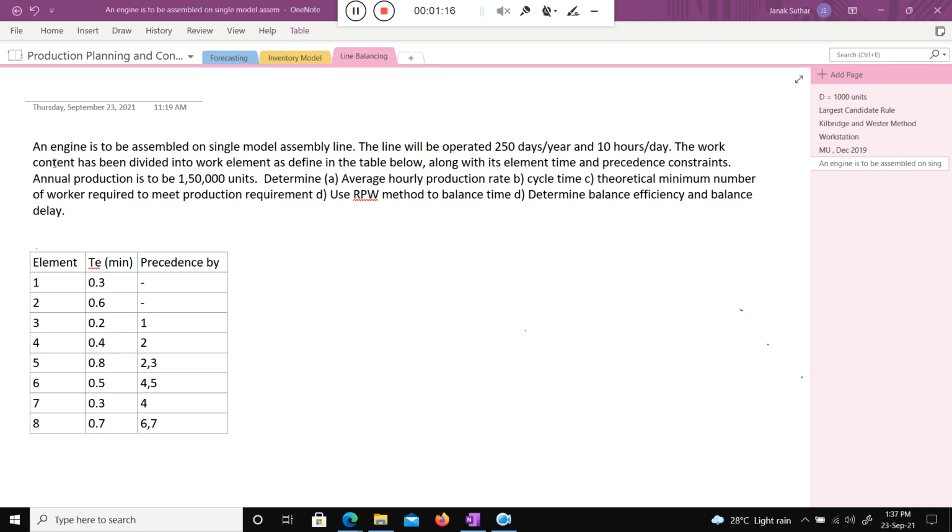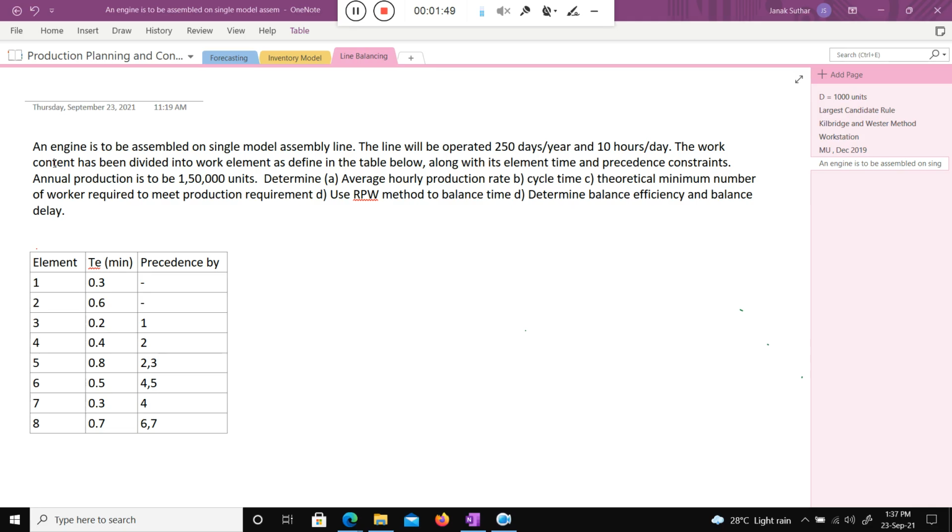So the entire assembly work is divided into elements, like element 1, 2, 3, 4, 5, 6. These are the work elements, and with each the task time is given, as well as the precedence relationship. The next point is the annual production, that is the demand. On the basis of that, the annual production of the engine is 1,50,000 units. That is the given data.